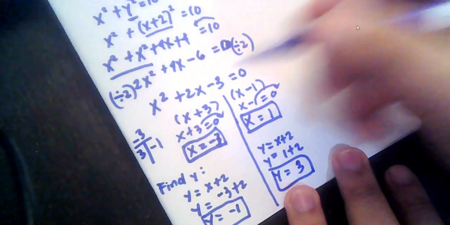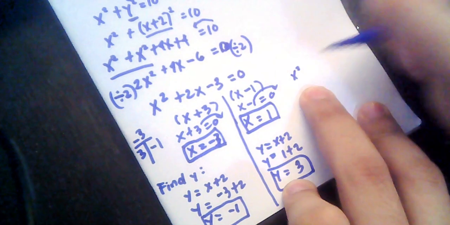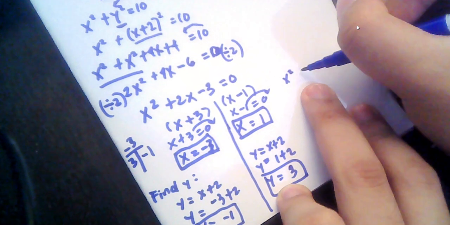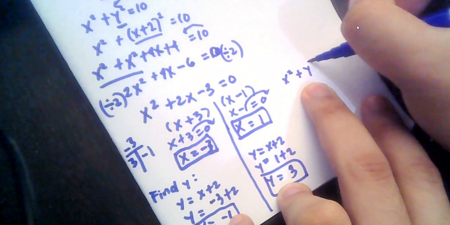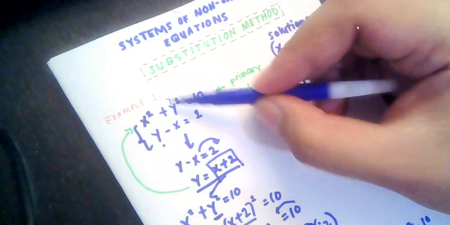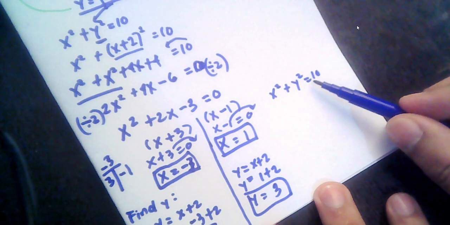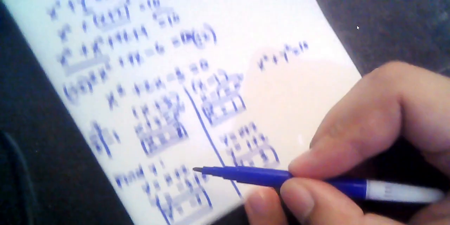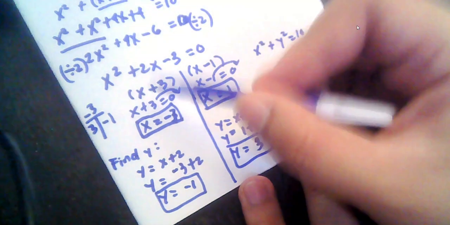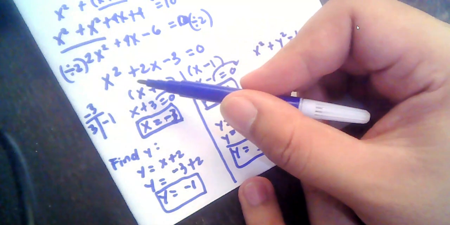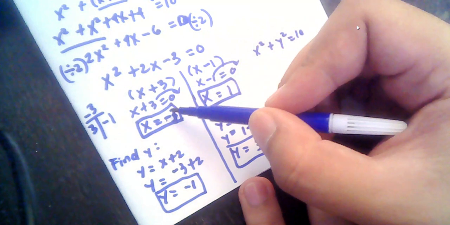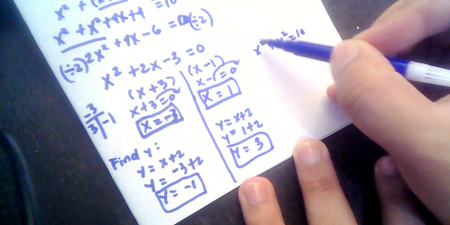Okay, to illustrate to you that even if you choose the other equation in finding the value of y, let us solve this here. Just very short. We have x squared plus y squared is equal to 10. We use this, not this. Let's see if it would still have the value of negative 1. Suppose we substitute negative 3 in this equation.